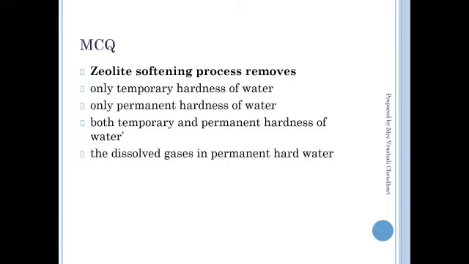MCQ, we are going to solve an MCQ based on today's topic. Zeolite softening process removes: only temporary hardness, only permanent hardness, both temporary and permanent hardness of water, or the dissolved gases in permanent hard water. The answer is, it is going to remove temporary as well as permanent hardness of water.